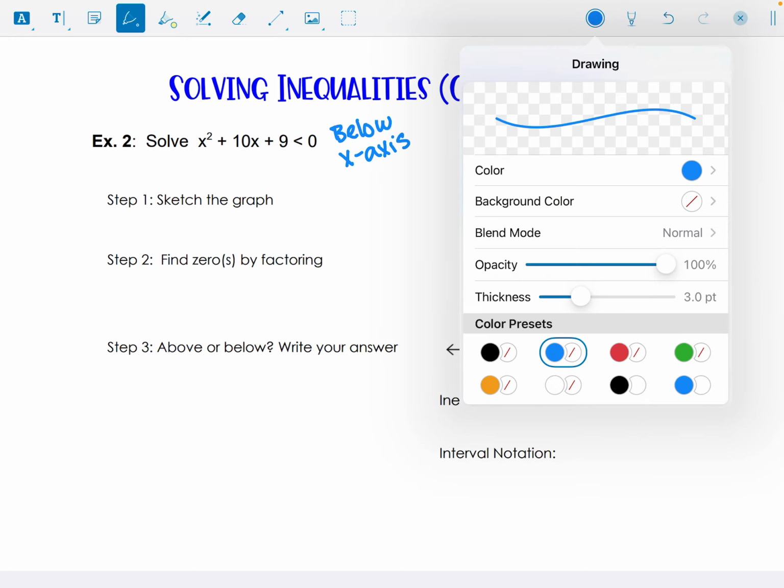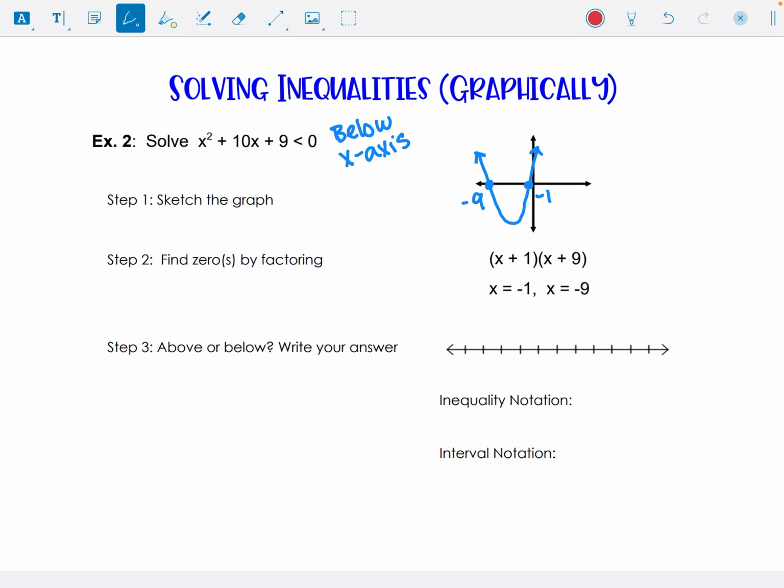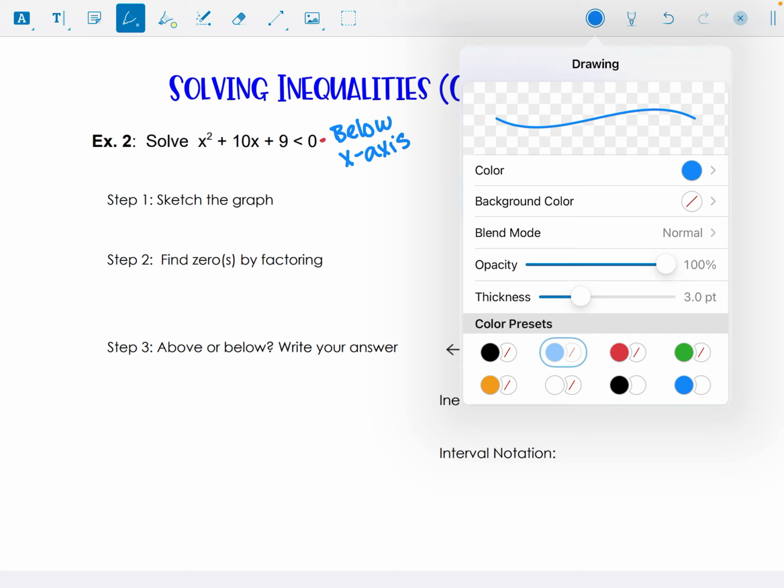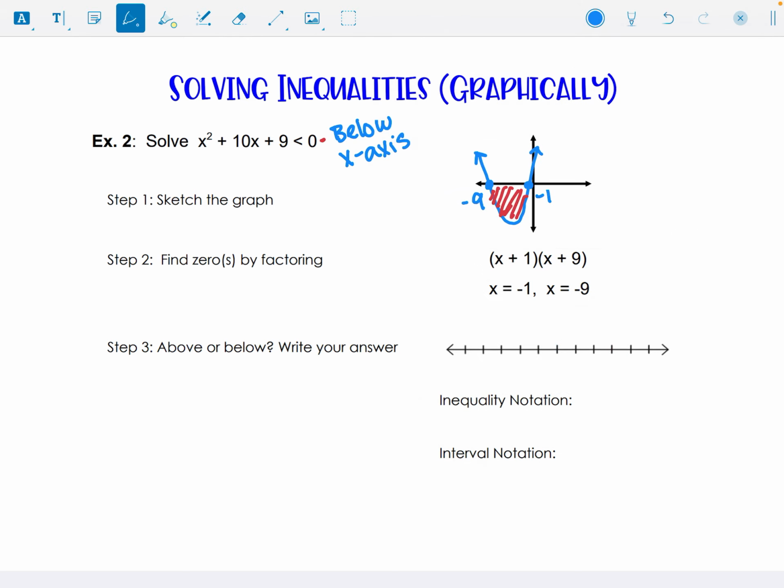So if I change my colors so I can do a little shading, up here we said below the x-axis. So that would indicate this whole section here. That is all below the x-axis. So we're definitely looking below. And then our number line is going to have open circles because of the original inequality symbol. And then also for interval notation, I am going to be using parentheses.